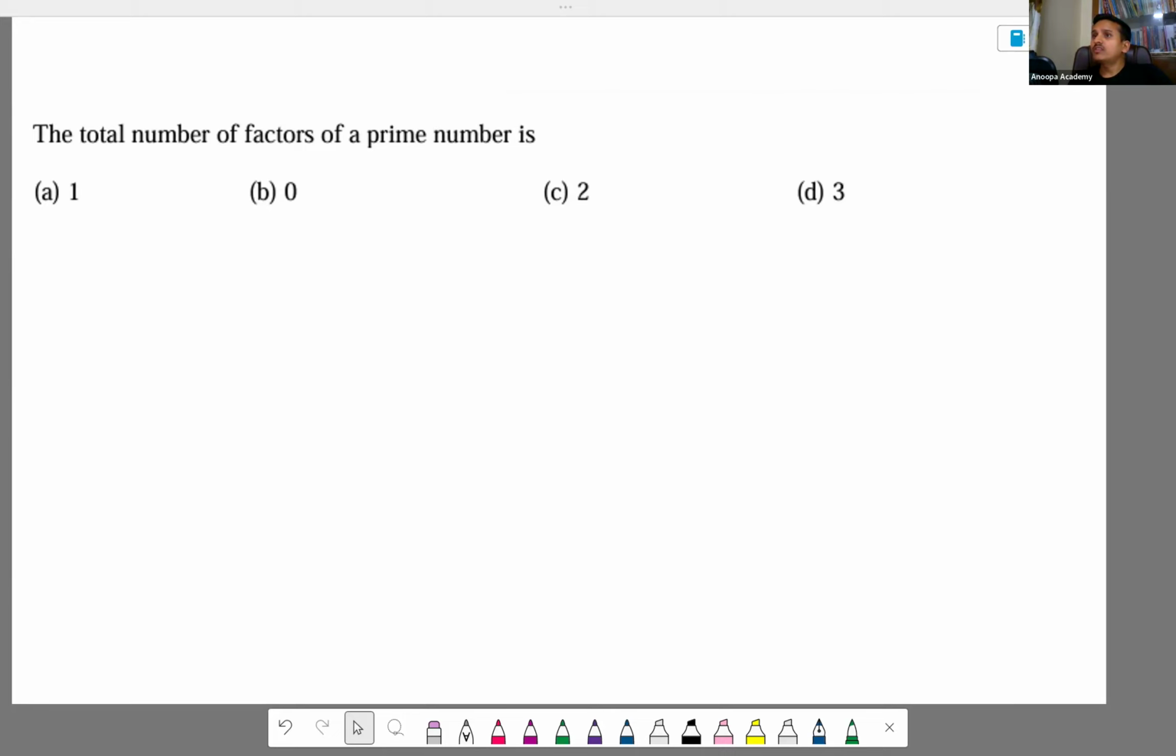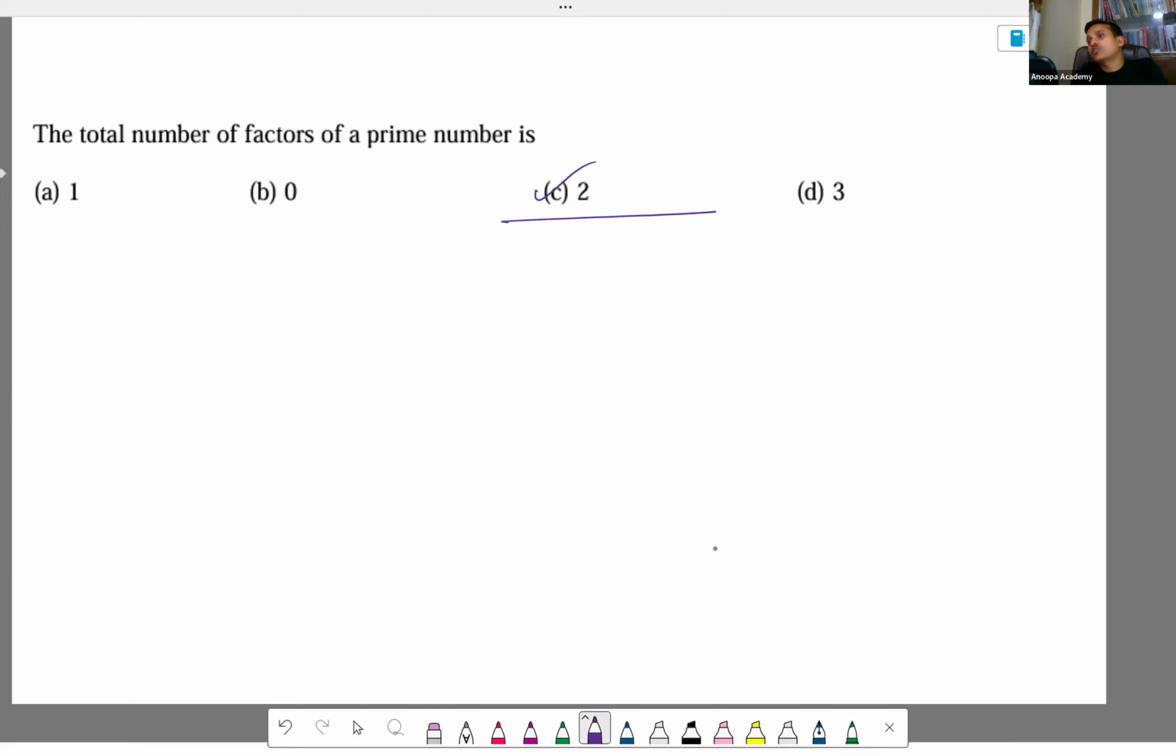What about other people? I mean, Naitik, what is the answer? They have given the answer in the chat box. See, 2. Yes, good. Yes, correct. So the answer is option C. We have already discussed that a prime number has exactly 2 factors. So option is C. Clear, everyone?